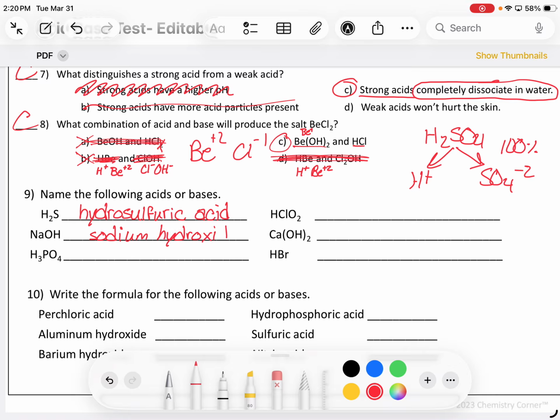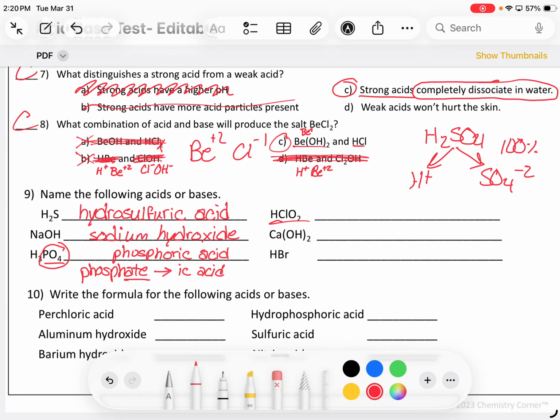H3PO4 should be, we have O inside of it, so what prefix do we not have? We don't have hydro. And by the way, what is PO4? PO4 is phosphate. So if it ends in ate, that has to become what? Ic acid. So it's going to be phosphoric acid. Not phosphic acid, but phosphoric acid.